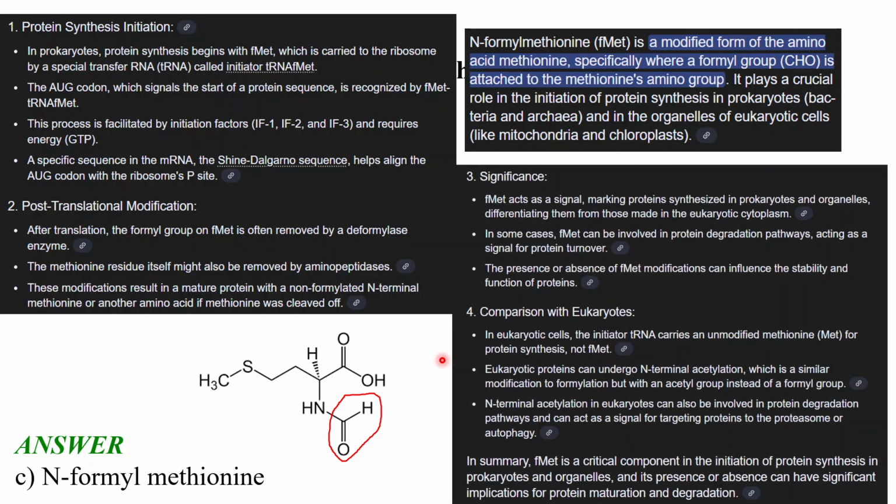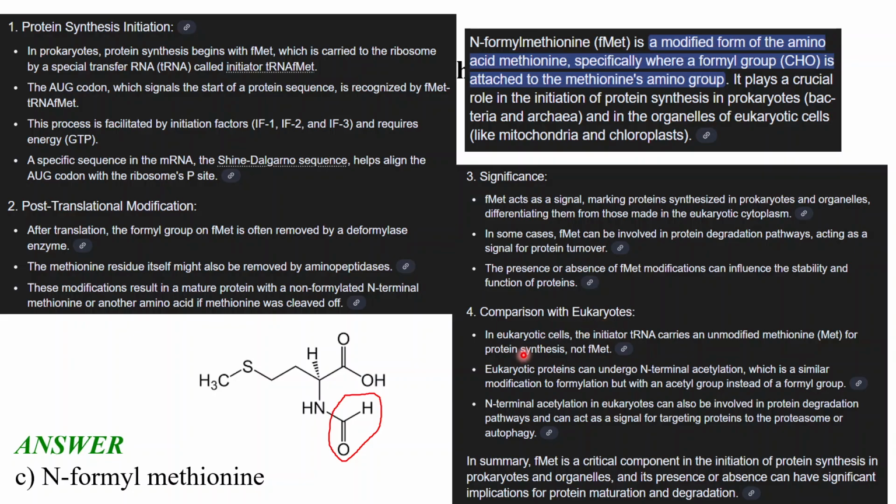So what is the significance? F-met acts as a signal marking proteins synthesized in prokaryotes or organelles, differentiating them from those made in the eukaryotic cytoplasm. In some cases, F-met can be involved in the protein degradation pathway, acting as a signal for protein turnover. The presence or absence of the F-met modification can influence the stability and the function of the proteins.